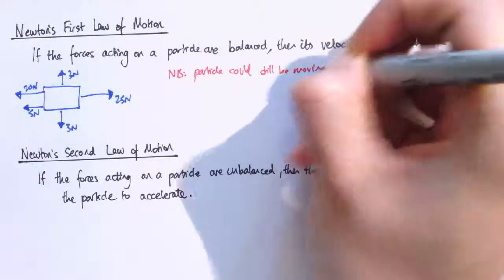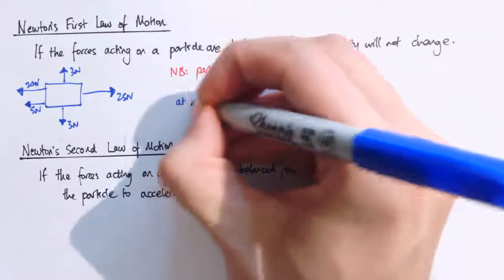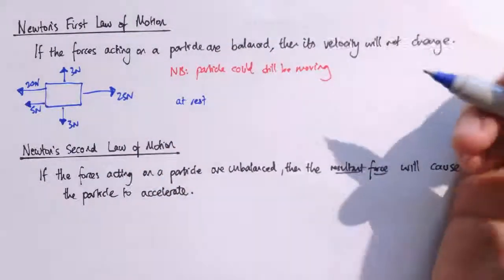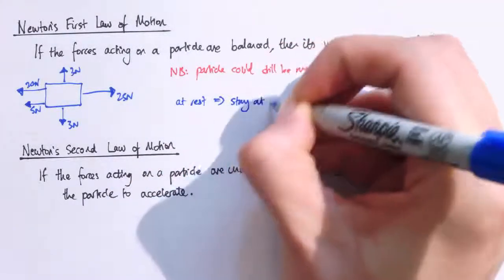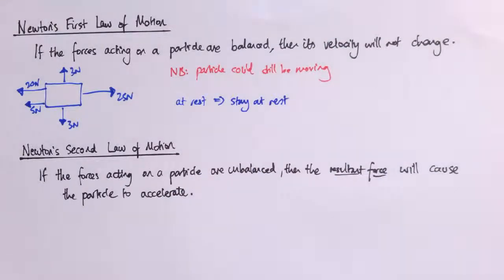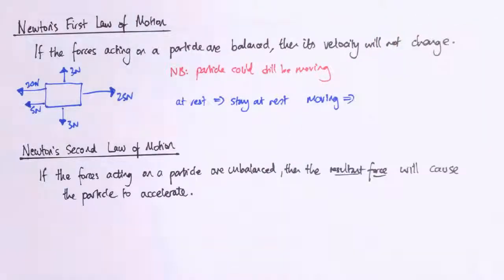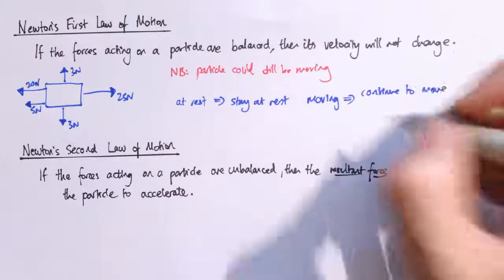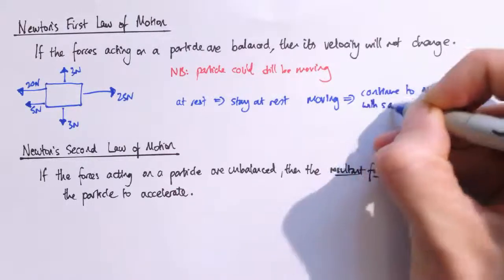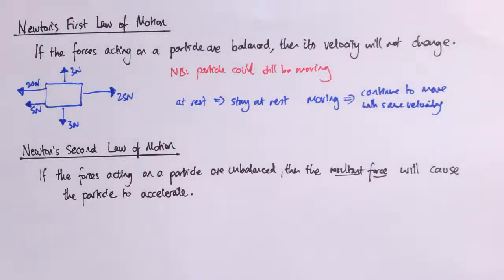So what the law actually says is that if the particle is at rest, i.e. if it's not moving to start off with, then the particle will stay at rest. It won't move unless there's some force that acts on it. But if it's already moving, then it will just continue to move with the same velocity. Okay, so it's actually, if there's no resultant force, there'll be no change in velocity.